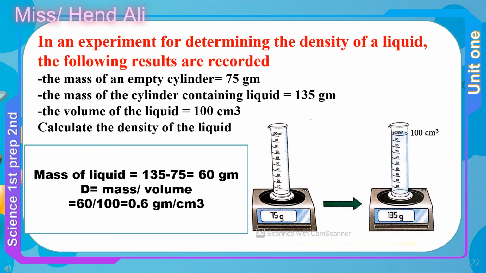Okay. Mass of the liquid equals 135 minus 75 equals 60 grams. So density equals mass over volume. So 60 over 100 equals 0.6 gram per cubic centimeter.